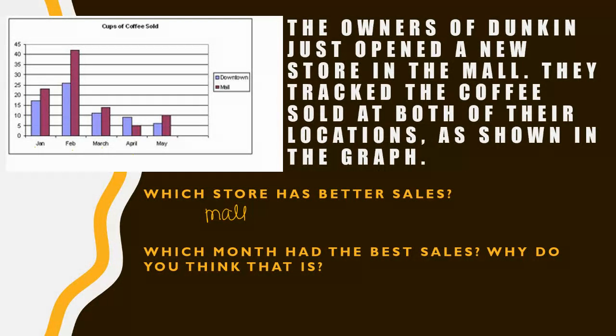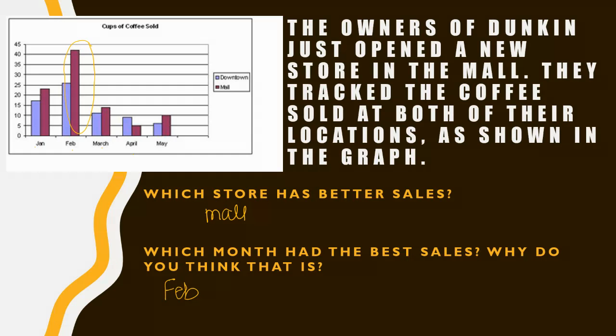Which month had the best sales? That would be February. February had the most sales. Why do you think that is? So let's make some predictions, okay? We're talking about coffee in February. Maybe because February is super cold, a lot of people are drinking coffee. Notice that in February too, the mall has a lot of coffee being sold. Maybe people are going to the mall because they can't be doing anything outside in February. Maybe people are hanging out at the mall or going out to shop for Valentine's gifts for their sweetheart.